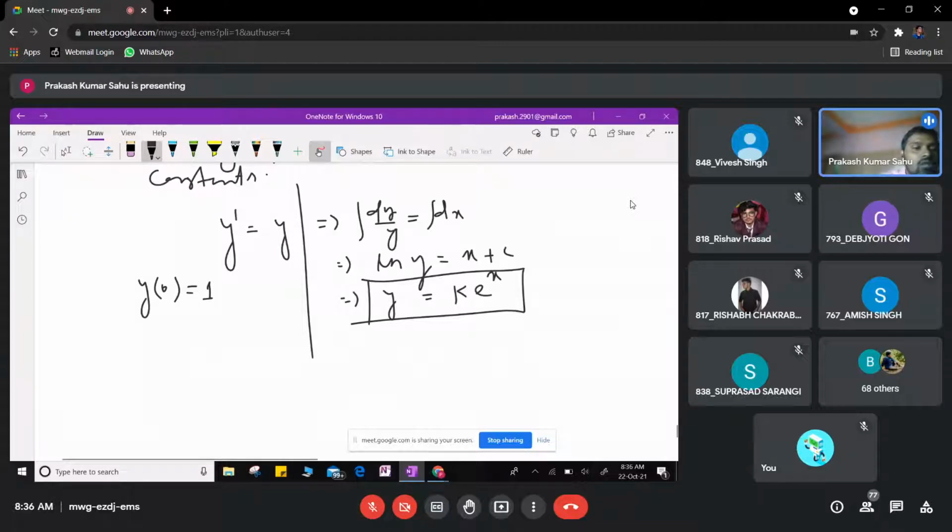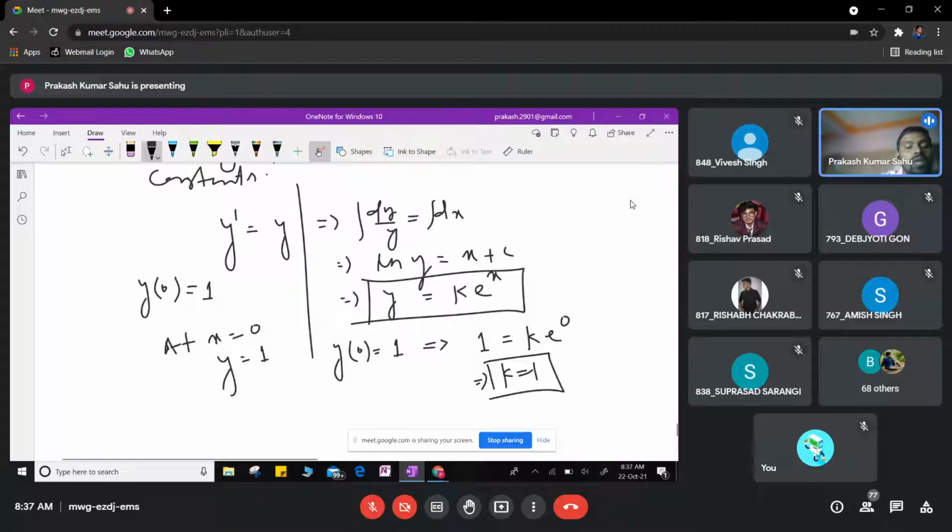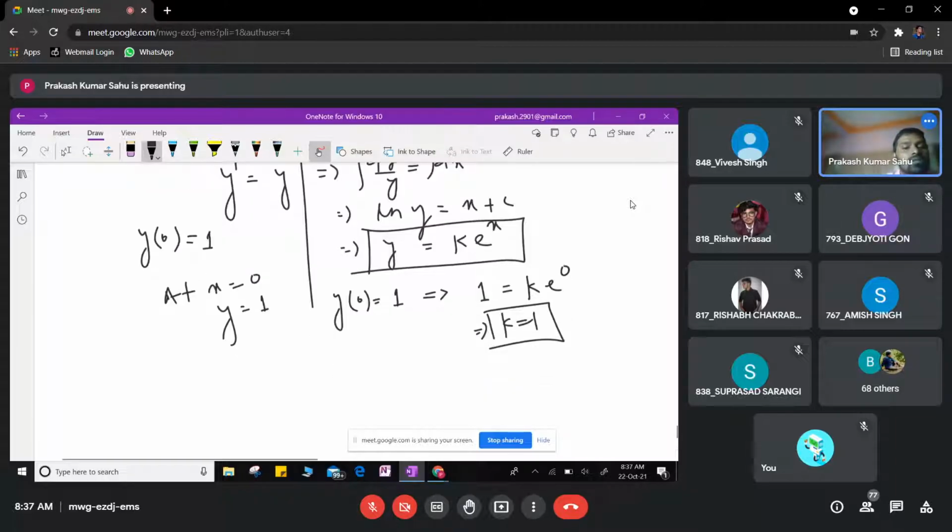Suppose y0 is equal to 1, what does it mean? At x is equal to 0, your y is equal to 1. So that means you can put y0 is equal to 1, which implies y is equal to 1 and x is equal to 0. So what you get? Your k is equal to 1. So k is equal to 1 is the particular value.